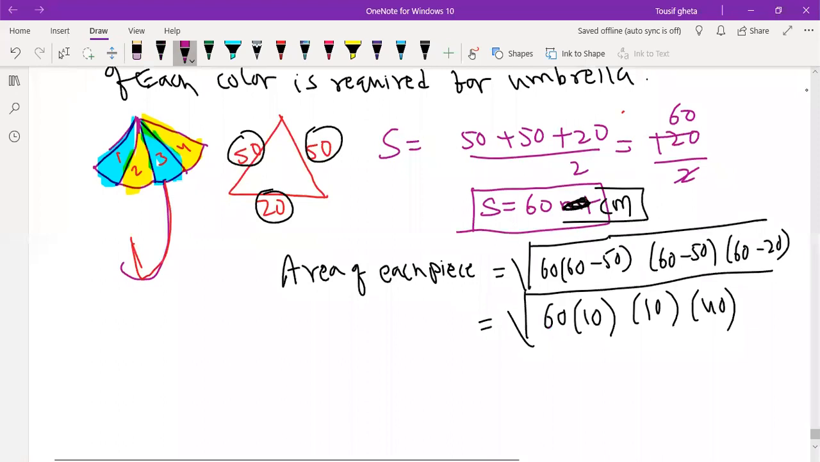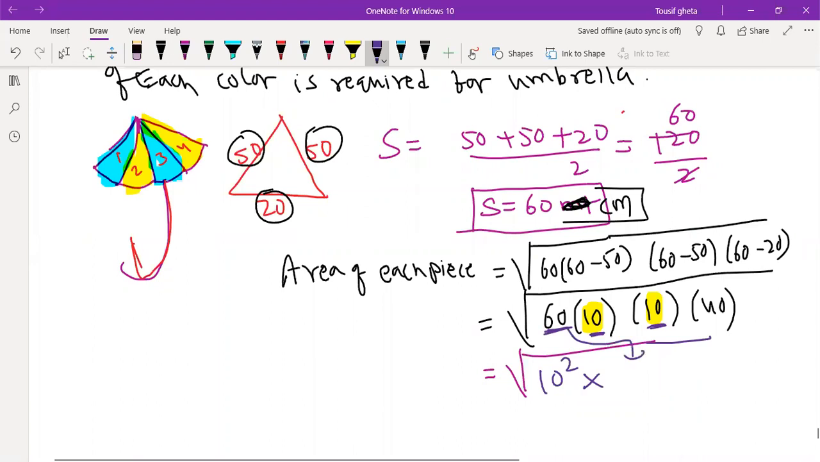Now I can write here, you can see these are two perfect squares, 10 and 10, correct? So without delay, I will write this as 10 squared. Now I want to write 40 and 60. How? Let us see. I can write 60 as 20 into 3. You understand? I will write 20 into 3. And 40, what will I write?